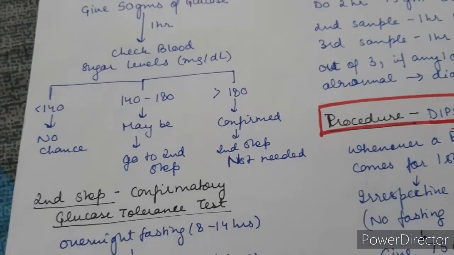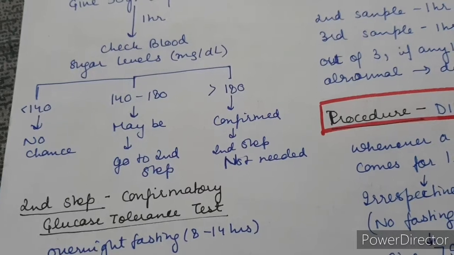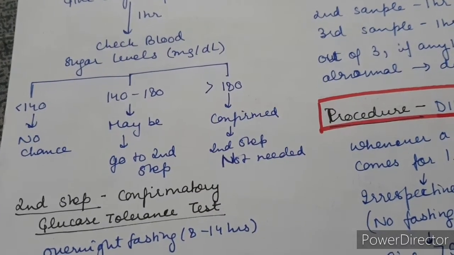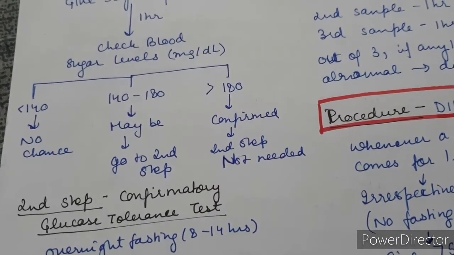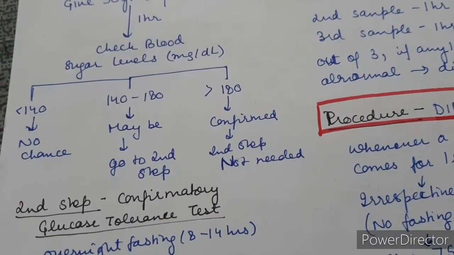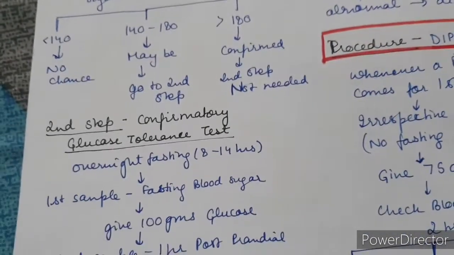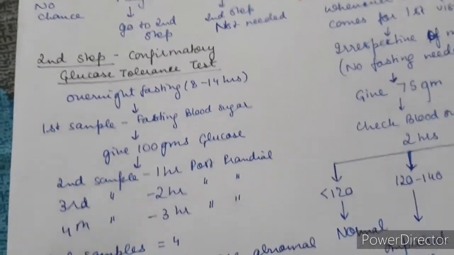So if the blood sugar level is less than 140, then there is no chance of GDM. If it is 140 to 180, then maybe there is a chance. So you go on to the second step, and if it is more than 180, then it is confirmed case of GDM and you do not need to do the second step. Now what is the second step that is done for 140 to 180 mg/dl blood sugar level?